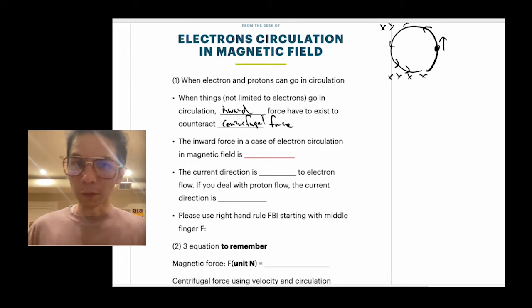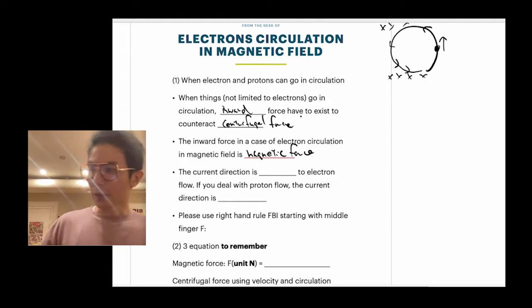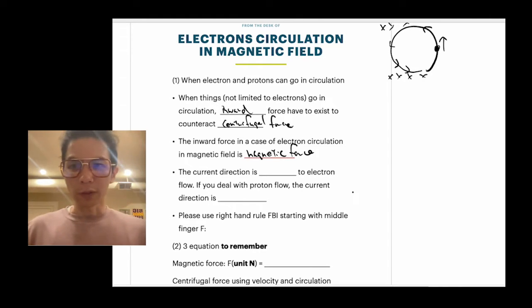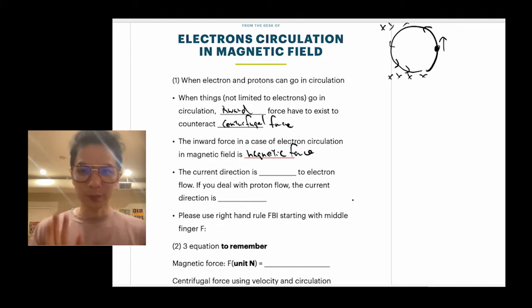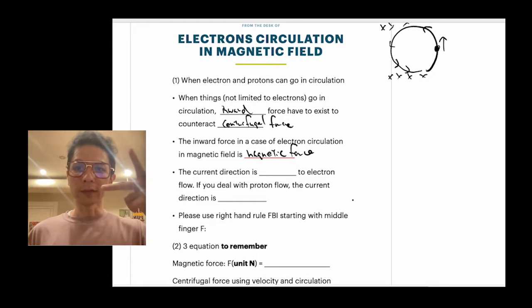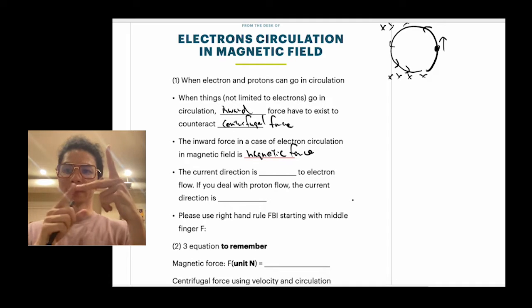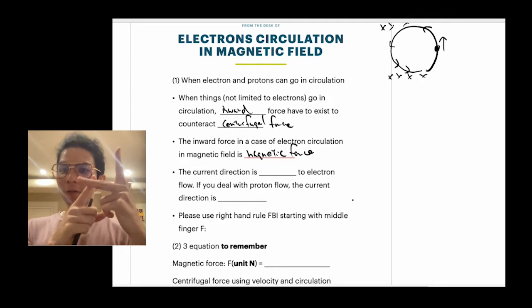So always the inward force has to be there, and in this case, of course, this electron circulation in magnetic field case, the inward force is going to be the magnetic force. And it is kind of important because we are going to calculate magnetic force, and so you're gonna use the right hand rule, and you always remember that this FBI, and F is always middle finger.